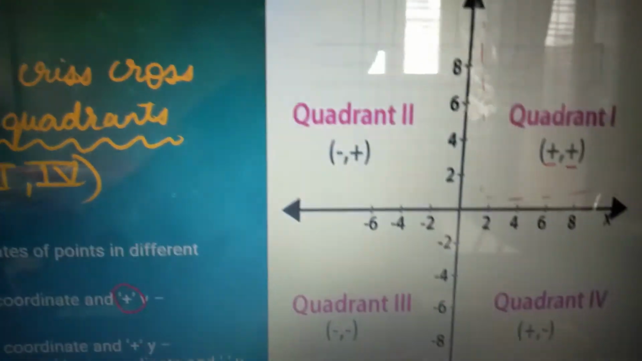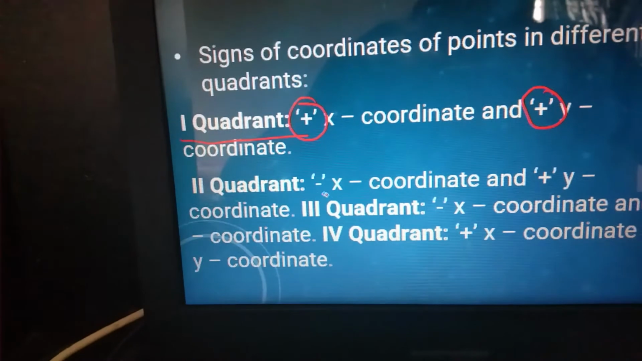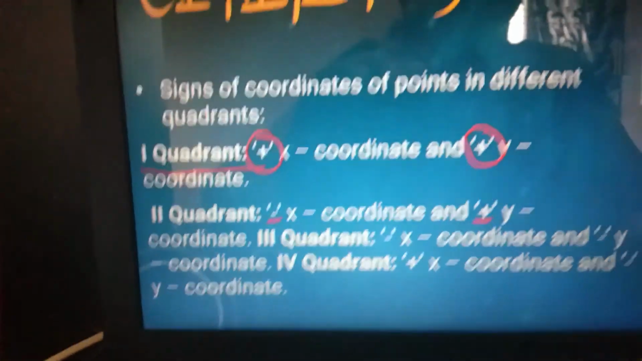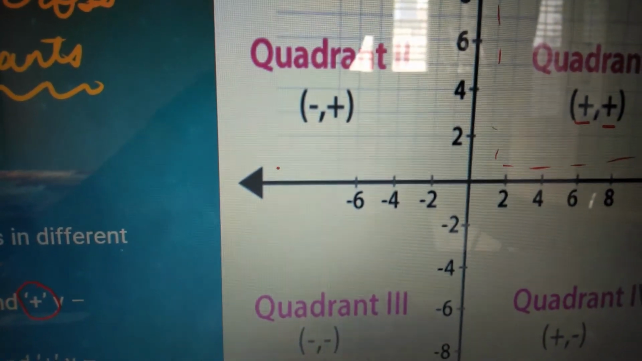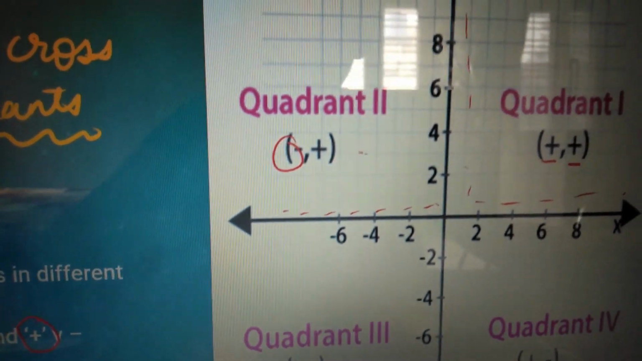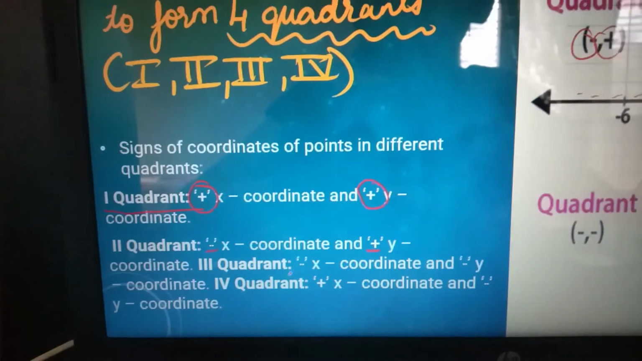Then you can also see that in the second quadrant the x coordinate will be negative but the y coordinate will be positive. Okay, y coordinate will be positive. So that means the points on the x axis will be negative, but the points on the y axis will always be positive. Next comes your third quadrant.